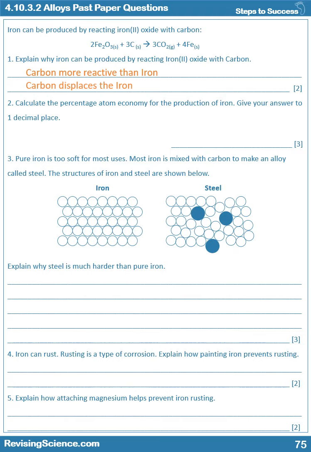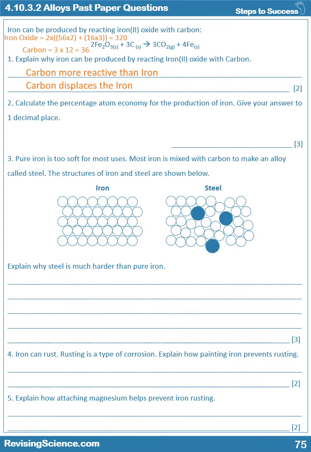The carbon can therefore displace the iron from the iron oxide, which leaves us with carbon dioxide and the required iron. In question 2, we need to calculate the percentage atom economy for the production of iron, giving our answer to 1 decimal place. To do this, we firstly need to calculate the total mass of all of the reactants. For the iron oxide, it's 2 multiplied by 2 lots of iron at 56, added to 3 lots of oxygen, which have a mass of 16, which gives us 320. And for the carbon, there's 3 lots of carbon with a mass of 12, which gives us 36. The total of this is 356.